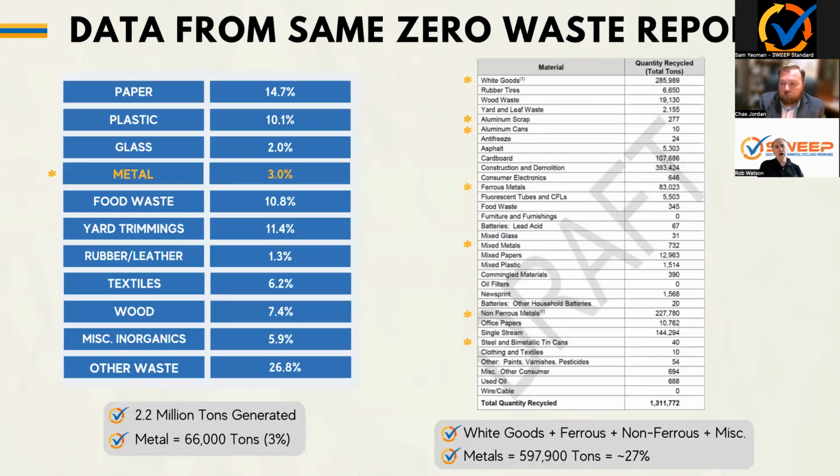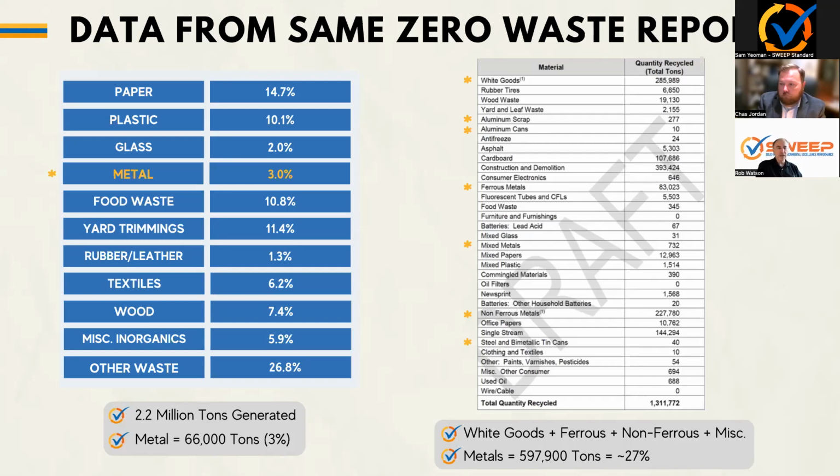And just one more example within the same zero waste report. You had the generation calculation of about 2.2 million tons, of which 3% was characterized as metal. So a simple calculation shows that about 66,000 tons of metal are generated. But then you go back into the report and you look at the white goods, the aluminum scrap, the cans, the ferrous metals, mixed metals, non-ferrous metals, steel and bimetallic cans, and all of a sudden you get literally 10 times the amount of metals recovered, maybe 9 times, because obviously not all the white goods, there's some plastic in white goods and stuff like that, but these are mostly metals, and all of a sudden you have 600,000.